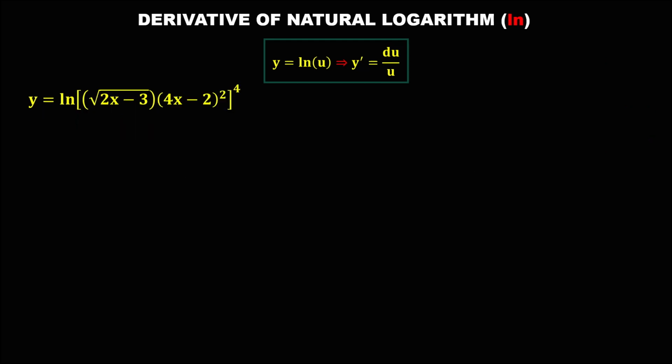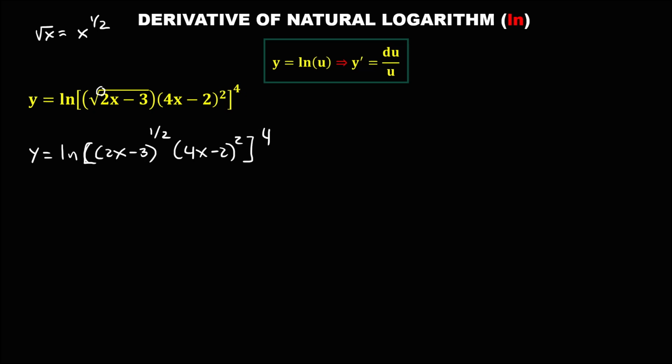Then for this given, first we need to rewrite this radical in exponential form. So we have y equals ln, and this becomes 2x minus 3 to the power 1 half. Again, square root of x in exponential form is x to the power 1 half, then times 4x minus 2 to the power 2, then the quantity to the power 4.